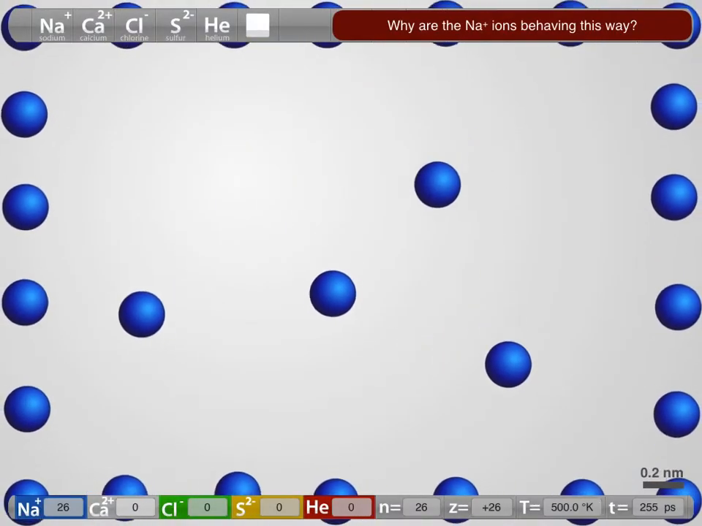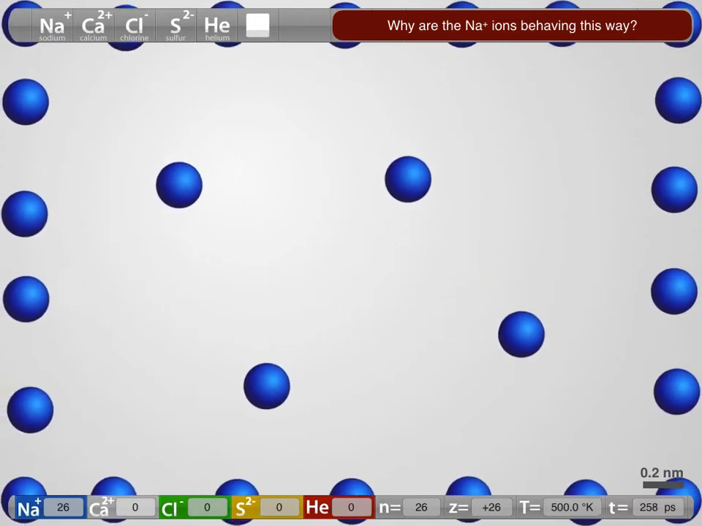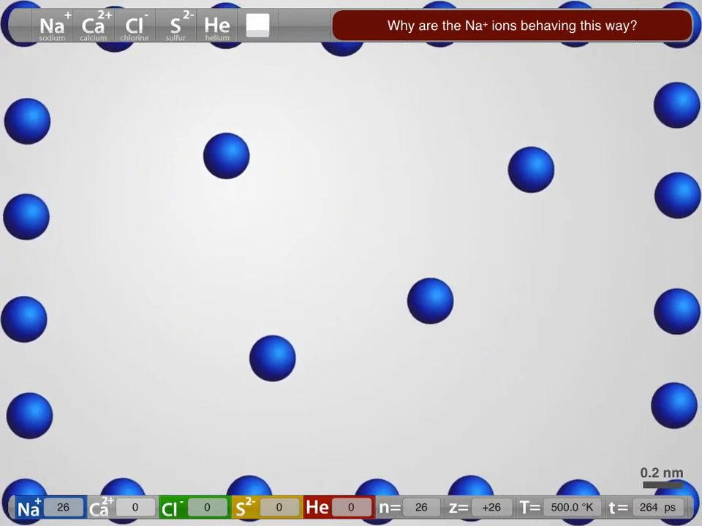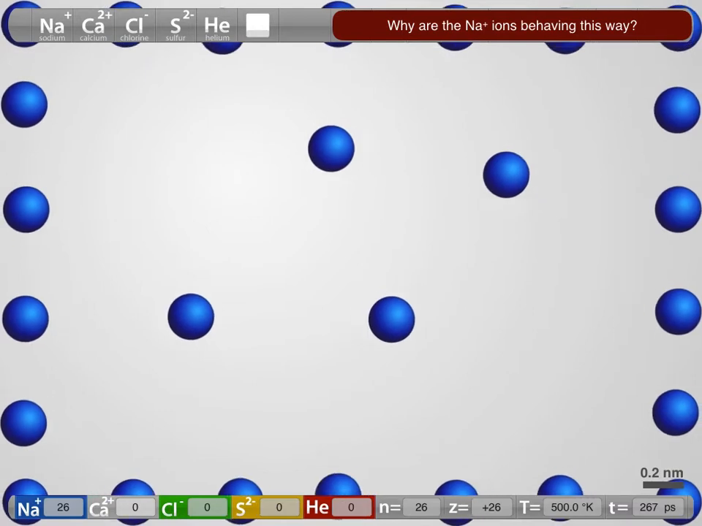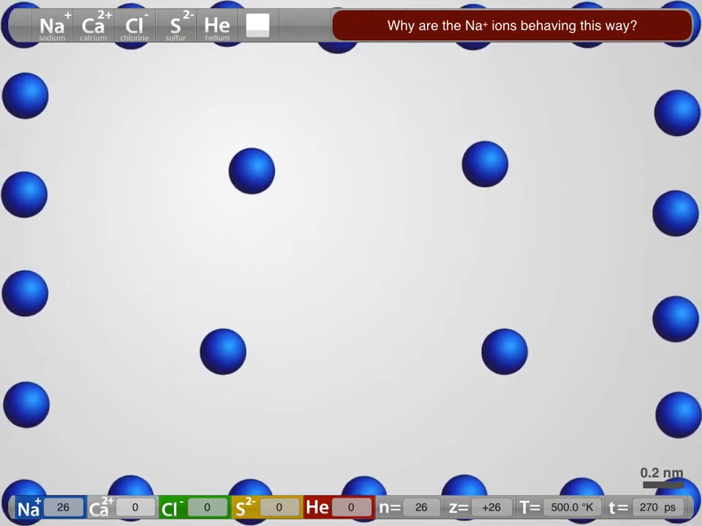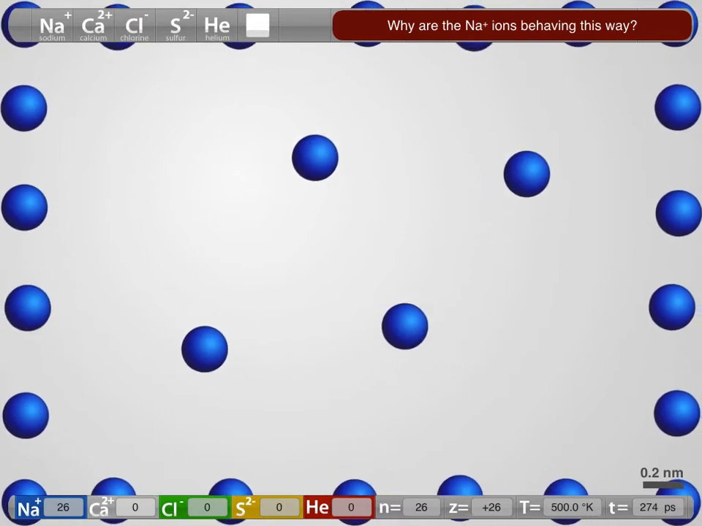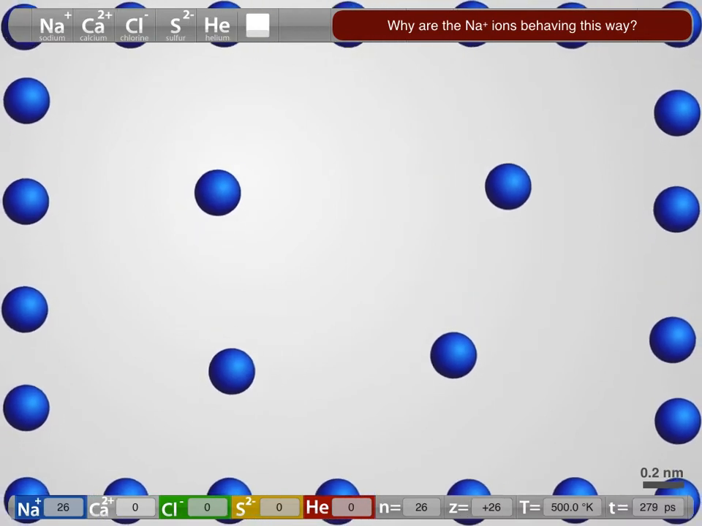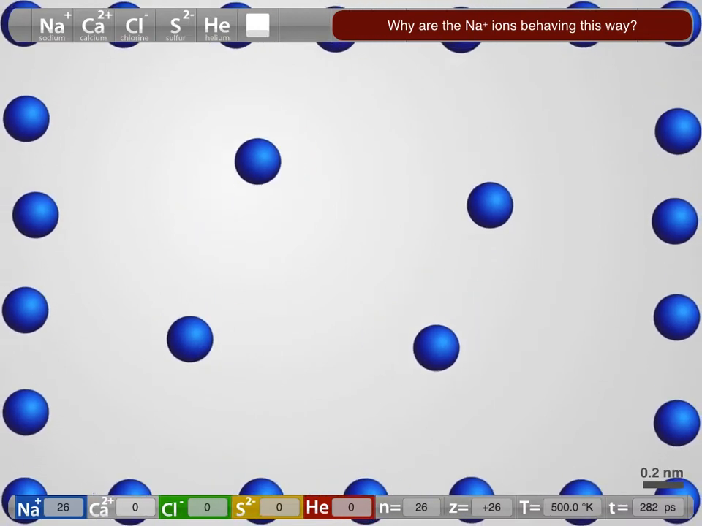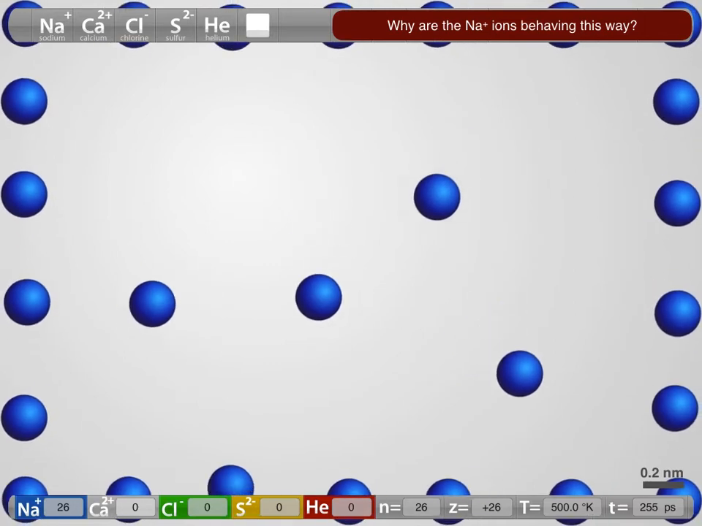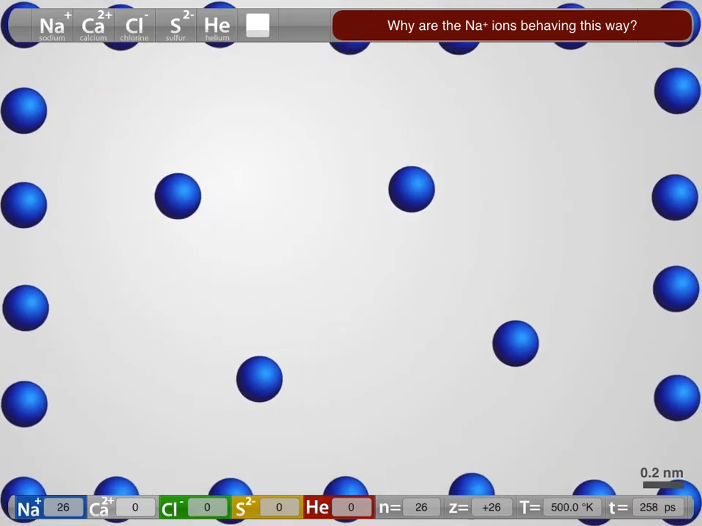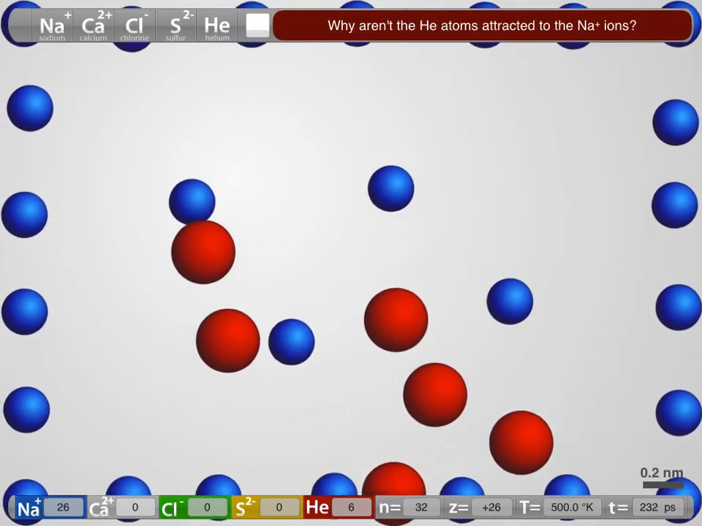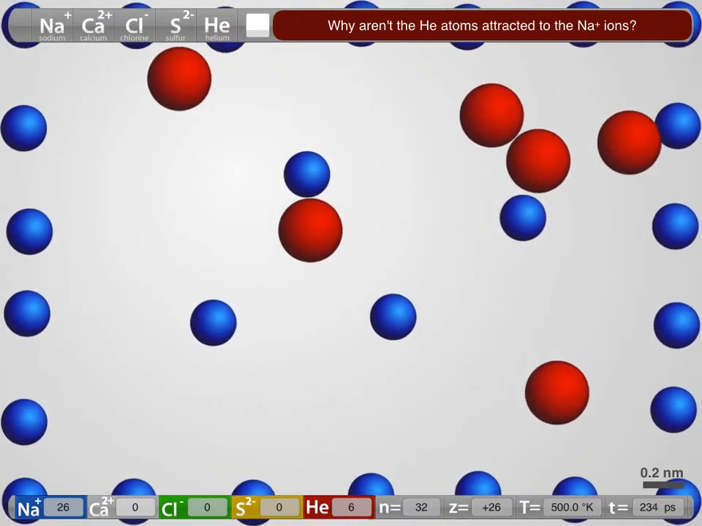Take, for example, an absurd system in which there are 26 sodium ions. Notice how they would behave in relation to each other. If we were to add, say, 6 helium particles to this system, notice the effect, if any, which would take place.